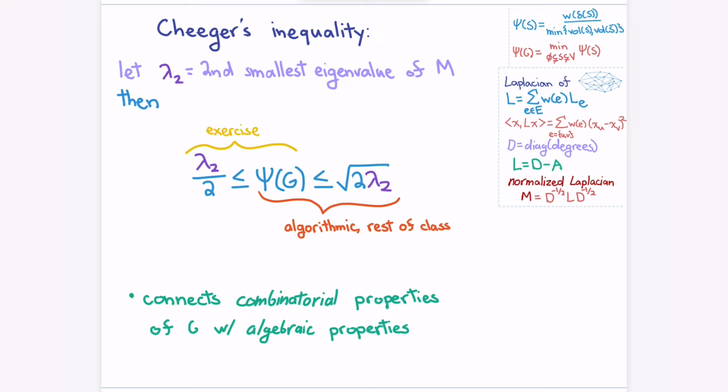Okay, so what we're actually going to do is an algorithm that will compute lambda 2 and the second eigenvector and output a cut with conductance at most square root 2 lambda 2. So we're not just doing a mathematical bound, we're going to get an algorithm.